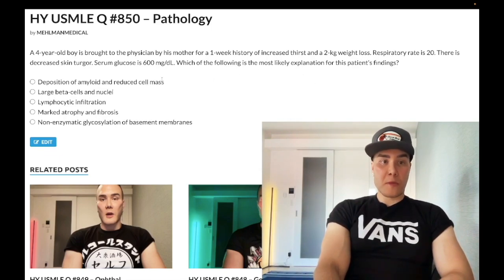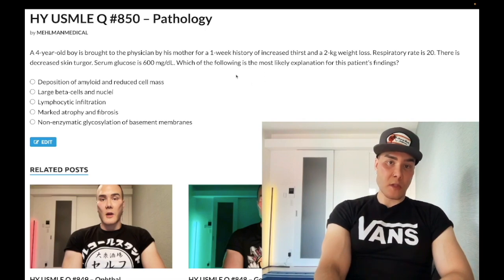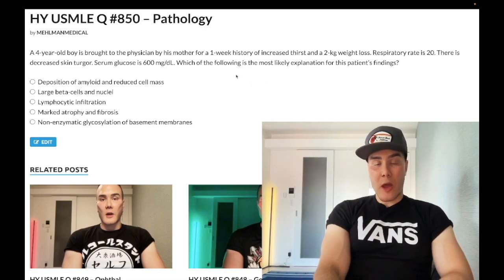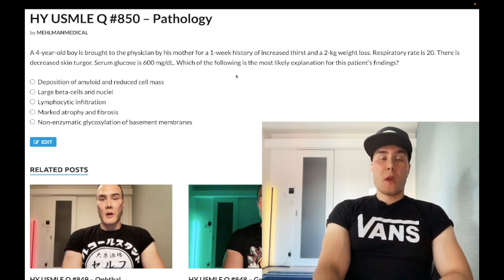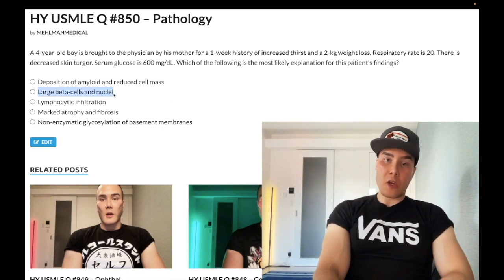Choice A, deposition of amyloid, reduced cell mass, wrong answer. This is the answer for late type 2 diabetes mellitus, okay? So in type 2 diabetes mellitus, in contrast, of course this vignette is type 1, the mechanism is insulin resistance, usually secondary to obesity, okay? Can be things like chronic glucocorticoid use exogenously or even Cushing's endogenously. So insulin resistance is going to lead to large beta islet cells and nuclei acutely.